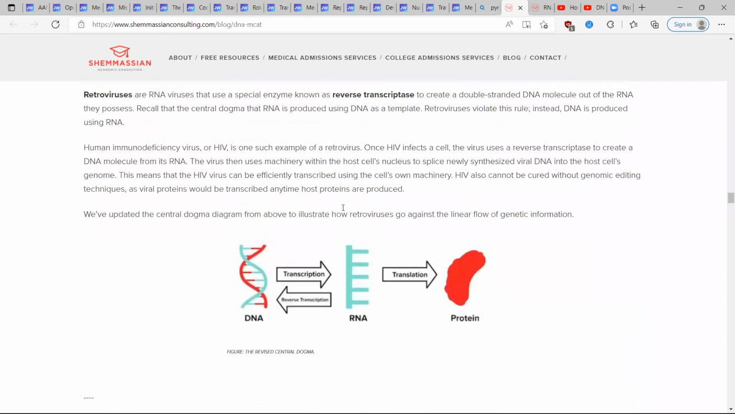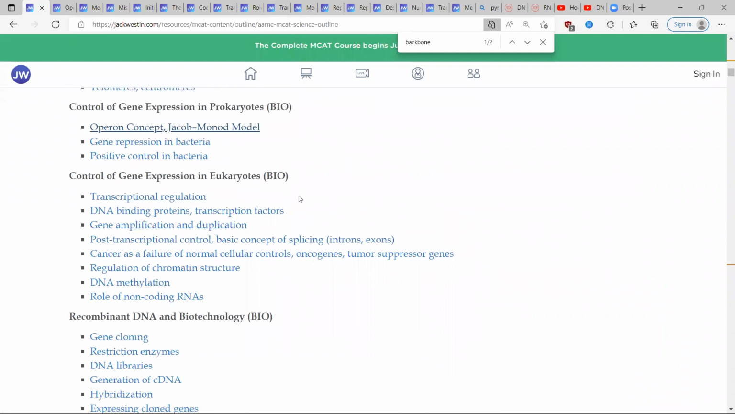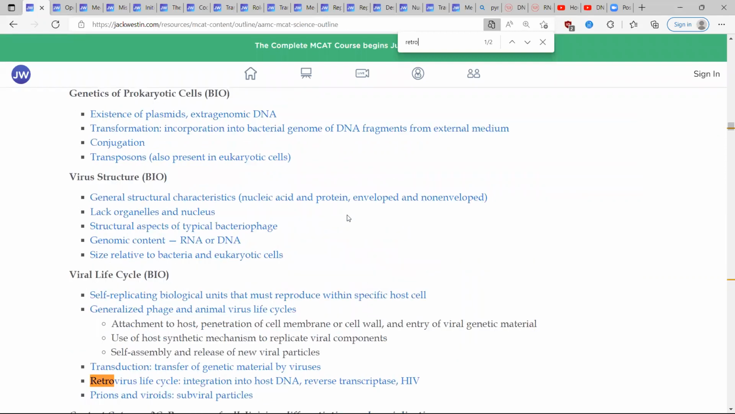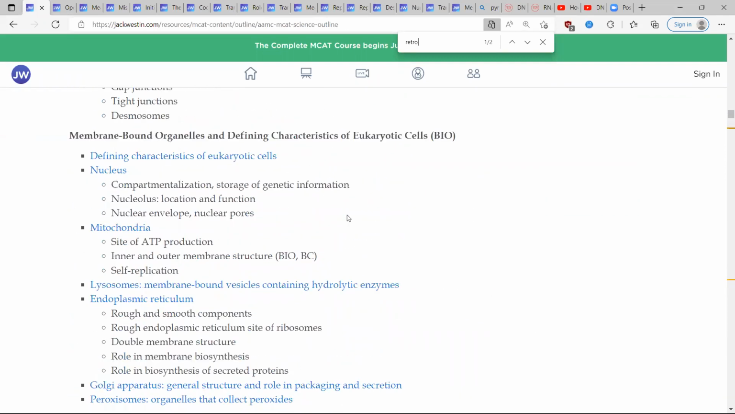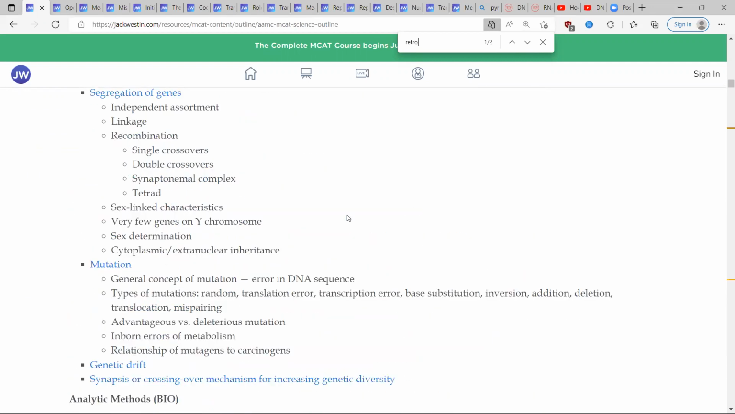Any questions on retroviruses? I'm sure there's probably more about retroviruses I can talk about. Oh, it's later, with cell bio. Oh yeah, we'll get to that. Okay.